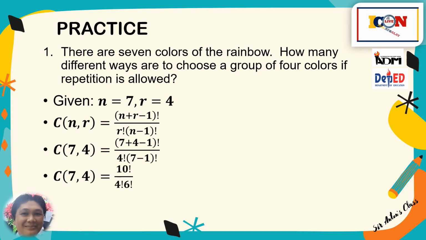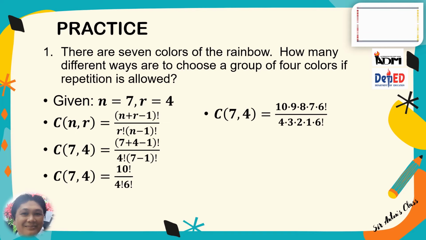Simplifying, so 7 plus 4 is 11 minus 1, that's 10 factorial. Copy 4 factorial, and then 7 minus 1 is 6, so 6 factorial in the divisor. Simplifying further, we have 10 times 9 times 8 times 7 times 6 factorial for 10 factorial. Then the 4 factorial is 4 times 3 times 2 times 1, copy 6 factorial. We can divide 6 factorial by 6 factorial, that makes it 1.